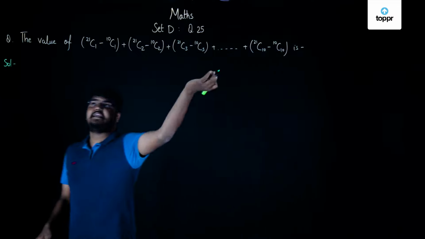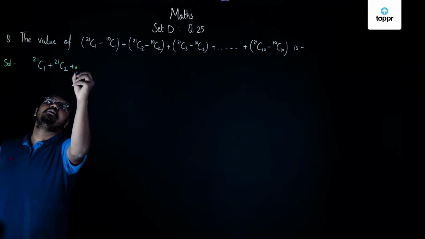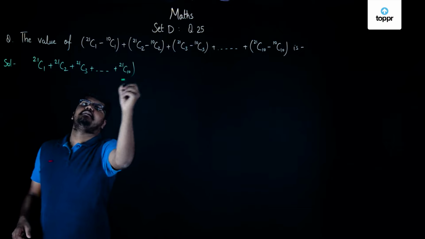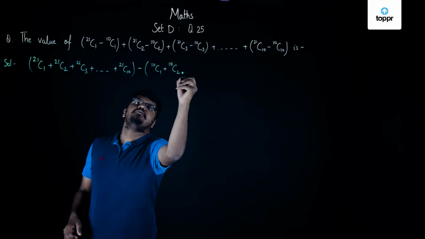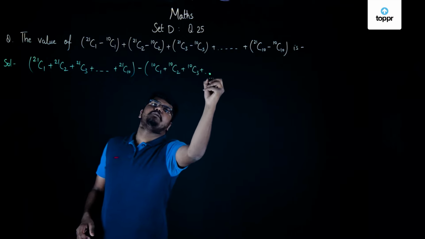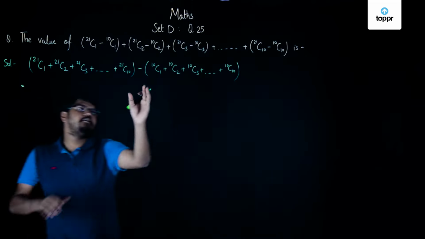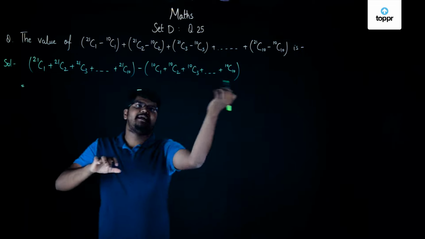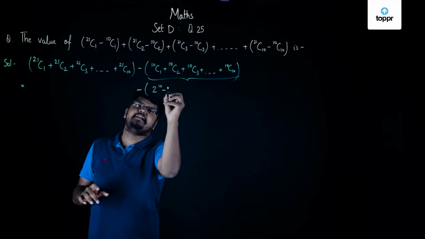Now, here we can rewrite this given expression as 21C1 plus 21C2 plus 21C3 and so on up until 21C10, minus 10C1 plus 10C2 plus 10C3 and so on up until 10C10. Now, we know that the value of nC1 plus nC2 plus nC3 up till nCn is equal to 2 raised to the power n minus 1. So this particular value right here will become 2 raised to the power 10 minus 1.